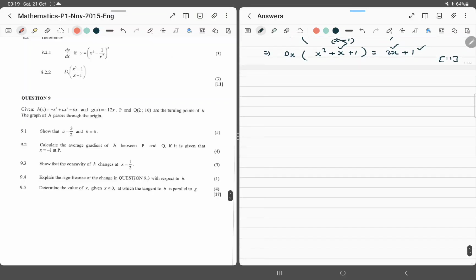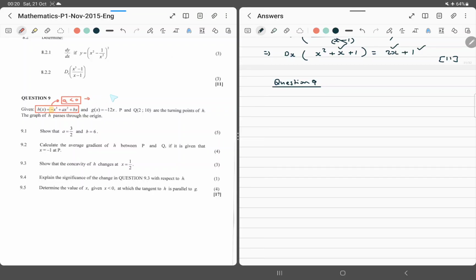So let's go to question 9. Question 9, what are we doing? We are given the function h of x. Again, it's a hypothetical one, but with a bit of extras. So we can see that the coefficient of x cubed is negative. So this means our a is less than 0.